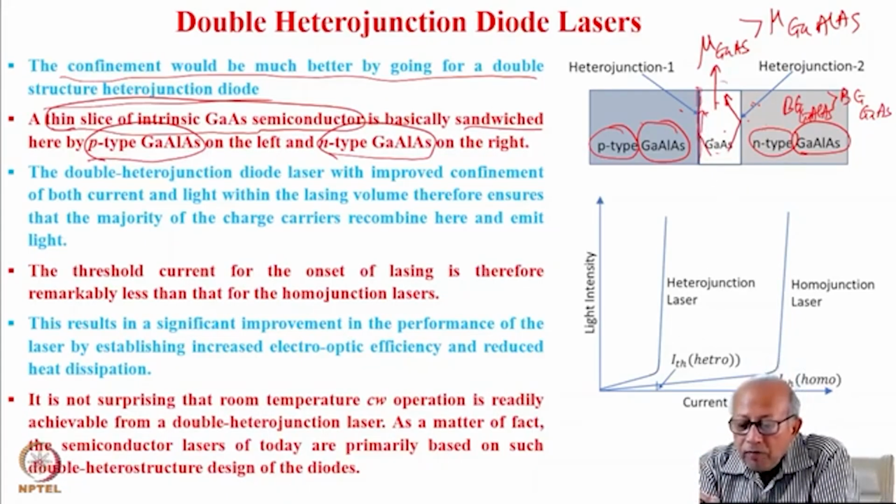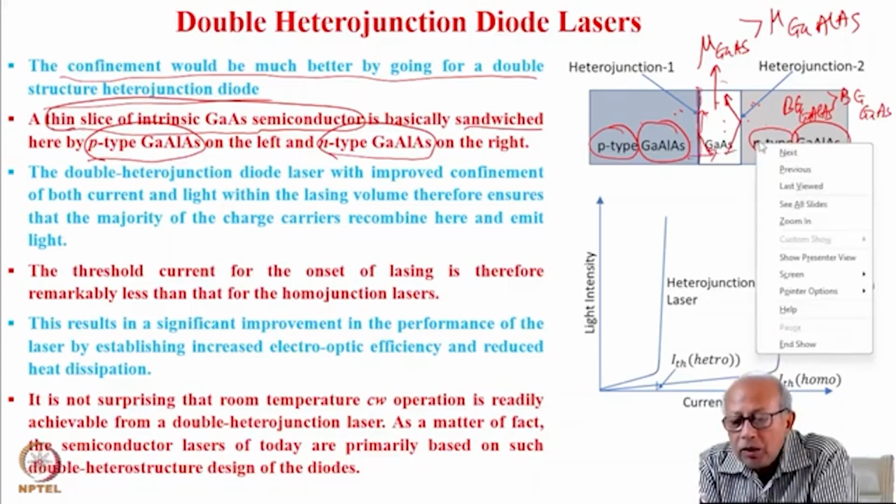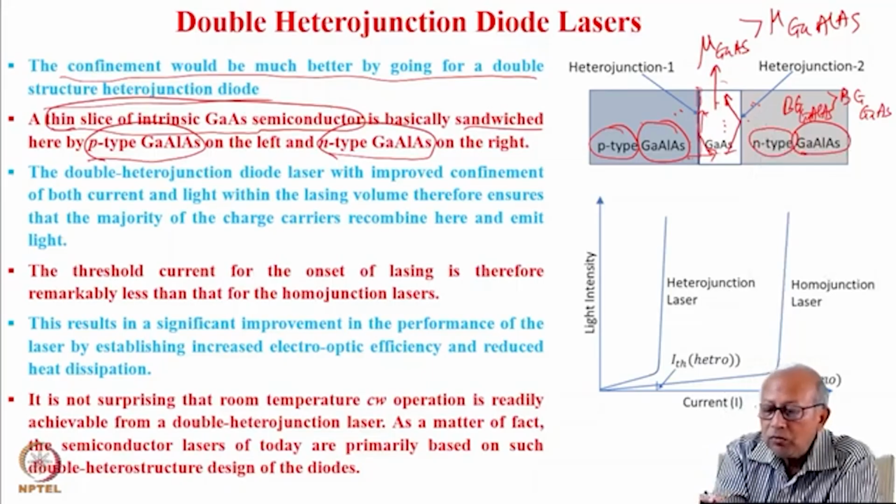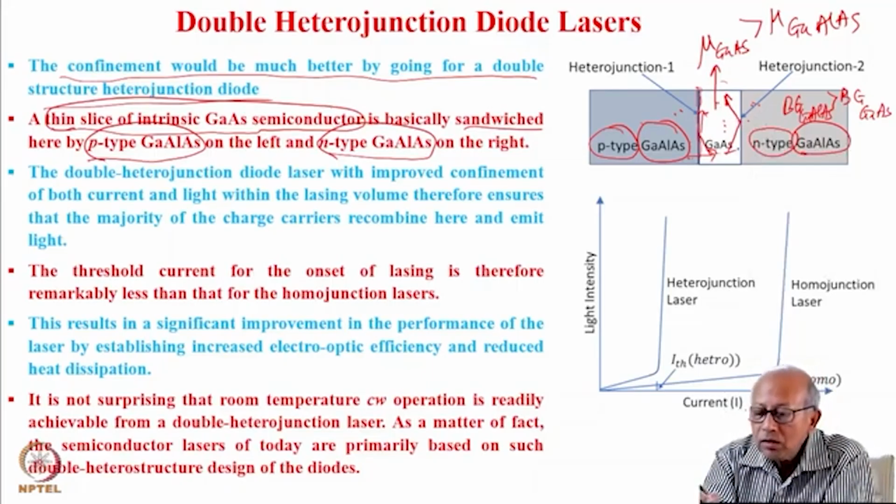Similarly, the charge carriers will easily diffuse, because this is high band gap, this is low band gap. So they will diffuse into this side. But from here it cannot go, because this is high band gap, this is low band gap. And the same would also be true for this surface.